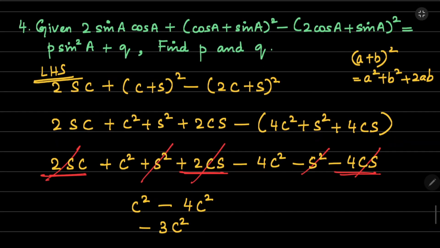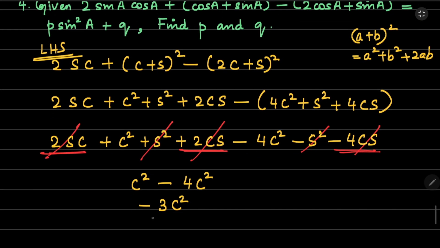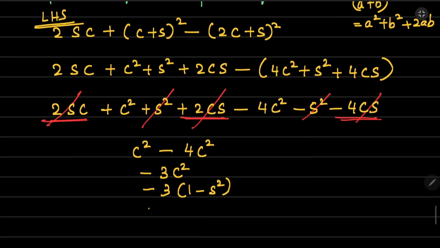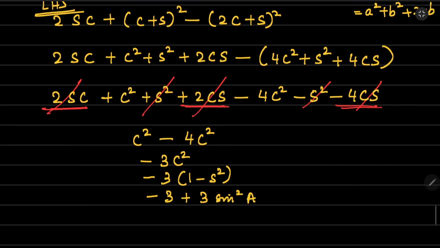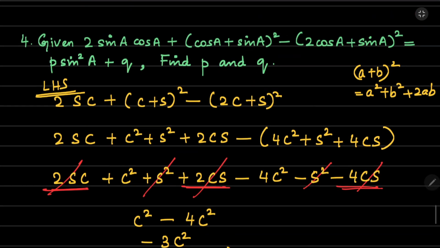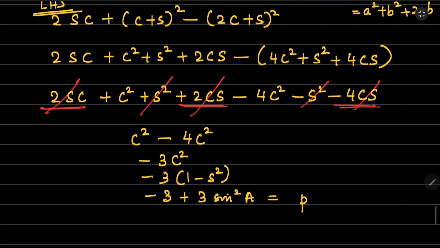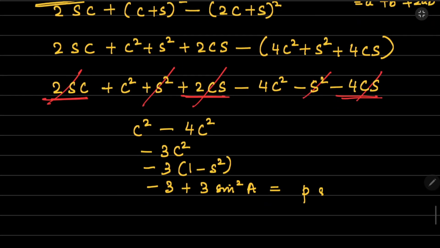What is the result that we need to prove? We need it in terms of sin square. So this is equal to minus 3 into cos square, which is 1 minus sin square. So this is nothing but minus 3 plus 3 sin square A. They have given it equal to P sin square A plus Q.